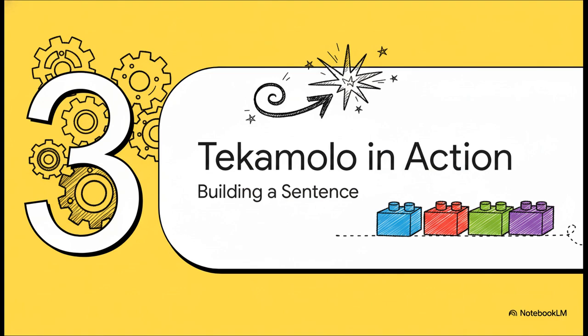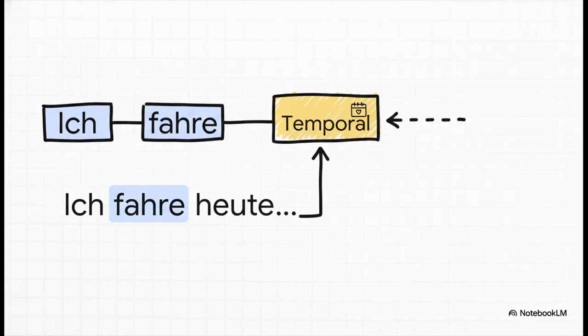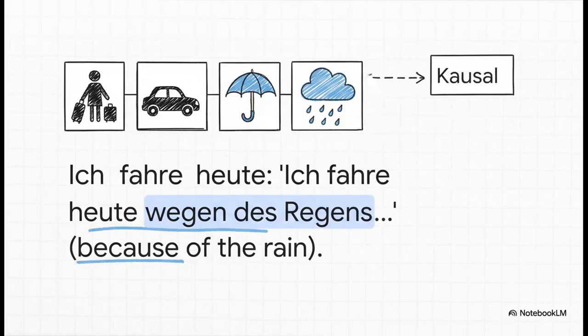We're going to build a sentence from scratch, step by step. So let's start with the absolute basics, the core of our sentence, a subject and a verb. Ich fahre, I drive. Easy enough. Okay, first up in our TEKAMOLO rule is T for temporal, wann. When am I driving? Let's add heute, today. So now we have ich fahre heute. Next in the chain is Kausal, for causal. Warum? Why am I driving? Well, wegen des Regens, because of the rain. So we're building it up. Ich fahre heute wegen des Regens.